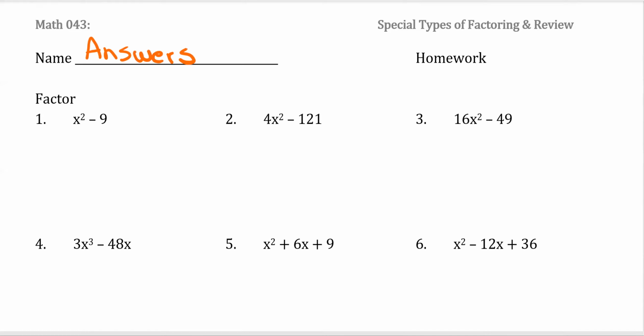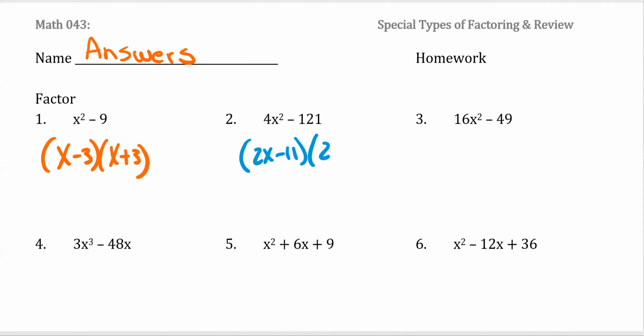Welcome back. Here we go. Let's go through the answers. Number 1, a difference of perfect squares. Number 2, a difference of perfect squares again. Number 3, you guessed it, a difference of perfect squares.